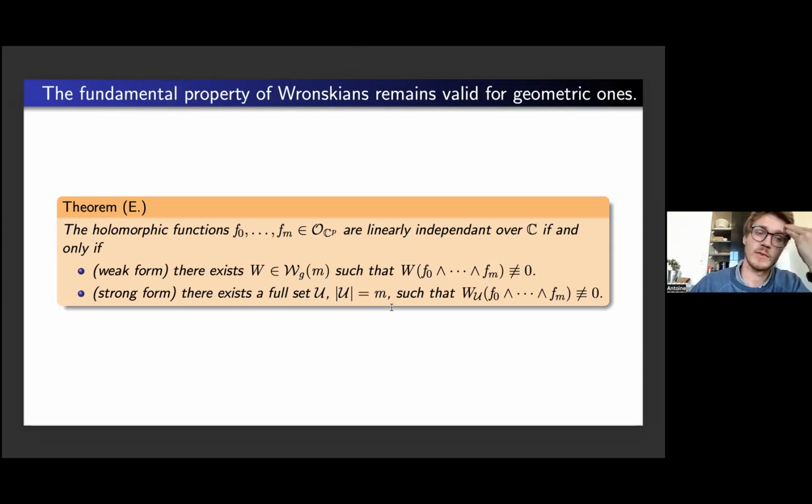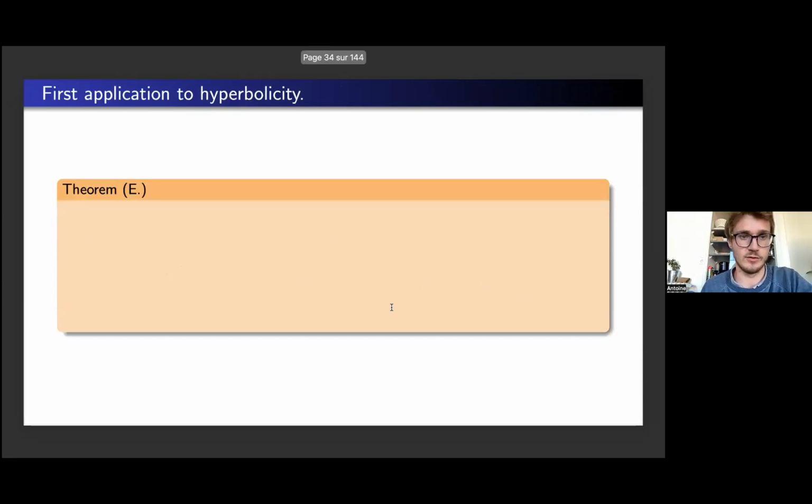Okay, so this is it for the definition and properties of the generalized and geometric generalized Wronskian. And now we will give a first application in hyperbolicity. So the goal of this part is to prove the following. Actually the result is quite easy to state, so we'll already state it.